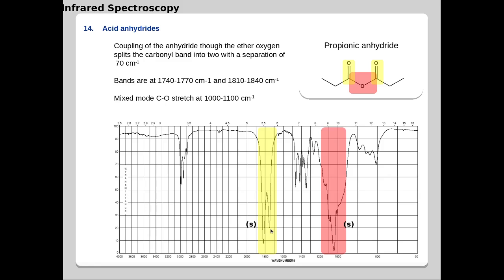So this one is propionic anhydride, and the IR spectrum shows the carbonyl stretching frequency as a doublet of bands, which is due to mechanical coupling of both these carbonyl functional groups through the intermediate oxygen atom. Then you shall see the carbon-oxygen stretching band at around 1000, well above 1000 cm⁻¹, and then sp3 C-H bands just about 2800 cm⁻¹.